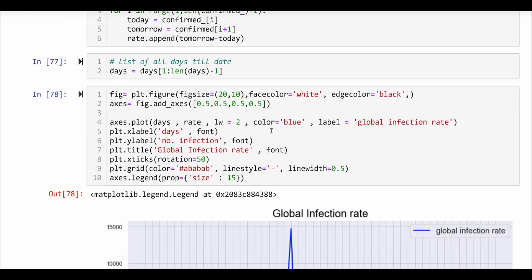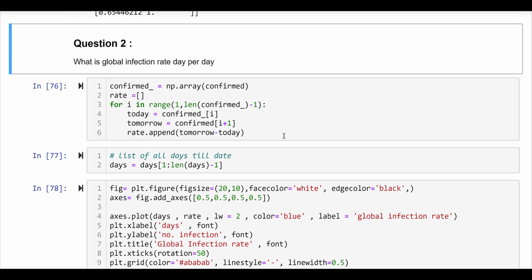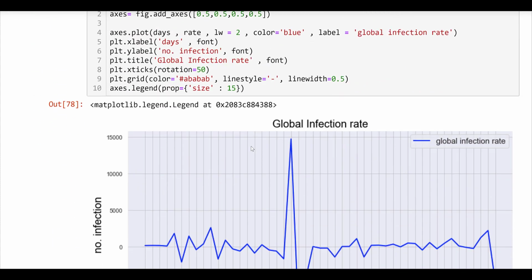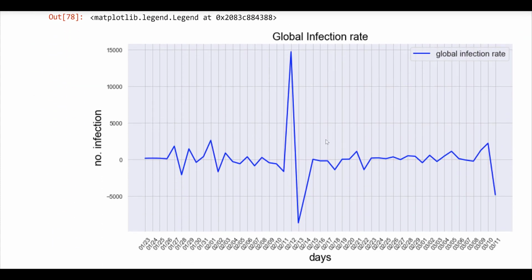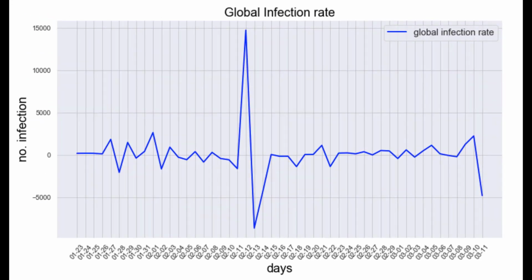Okay, so I plotted this. Firstly I calculated the rate here, and I plotted the graph, and this is the result. So what do we have here, Sunshine? In the x-axis we have the days again, and in the y-axis we see the number of infections. You see, it looks like the infection rate goes up sometimes, goes down, right? Because you don't have a consistent number of people getting infected in a single day.